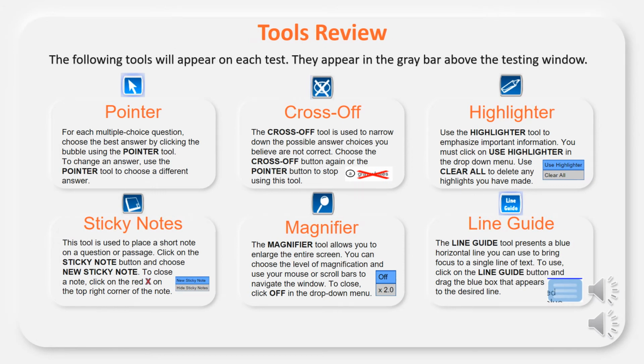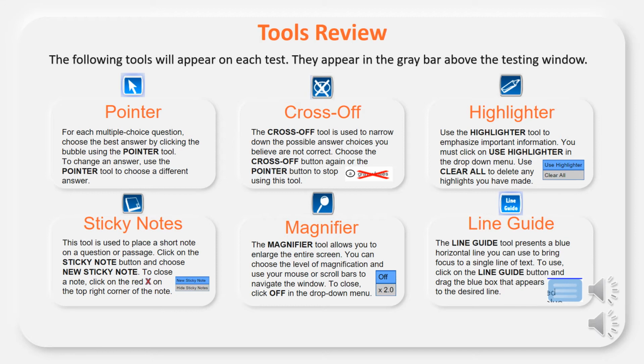The following tools will appear on each test. They appear in the gray bar above the testing window. Pointer. For each multiple choice question, choose the best answer by clicking on the bubble using the pointer tool. To change an answer, use the pointer tool to choose a different answer. Cross off. The cross off tool is used to narrow down the possible answer choices you believe are not correct. Choose the cross off button again or the pointer button to stop using this tool.